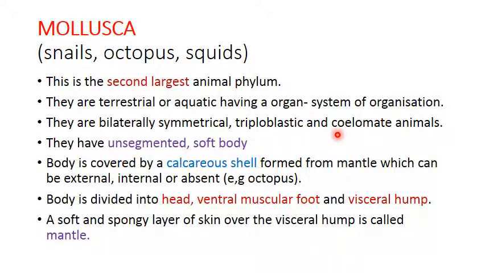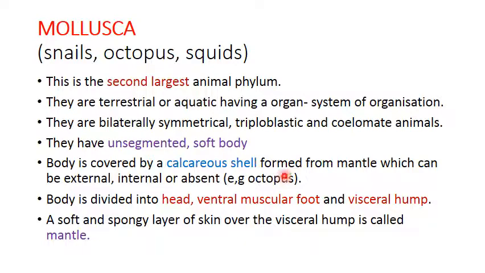Now coming to their unique or distinctive features, कि इसमें unsegmented body है. अभी तक हमने देखा था कि Annelida is segmented, Arthropoda is segmented, but this has an unsegmented and soft body. जैसे अगर snail ले लो, it has a shell on top. It is covered by a shell, and this is made up of calcium carbonate. So it is called calcareous shells.